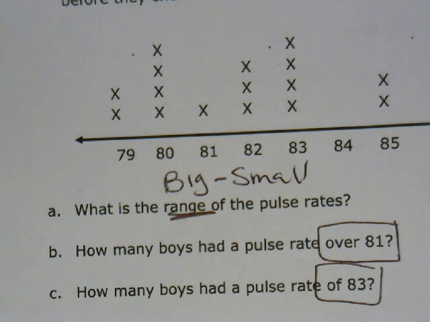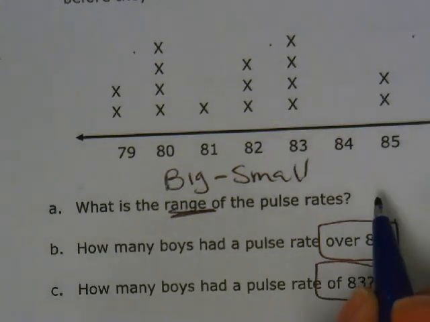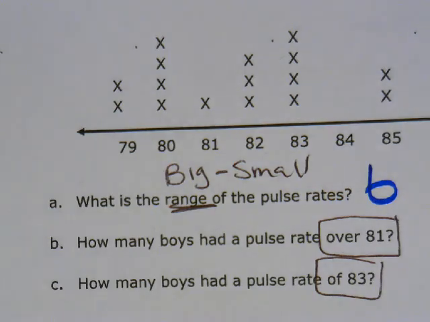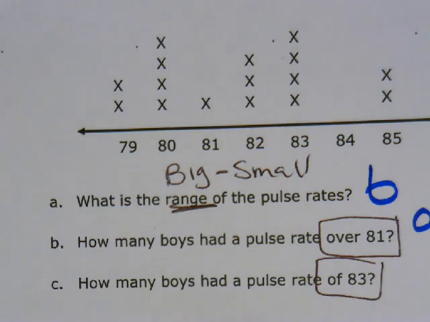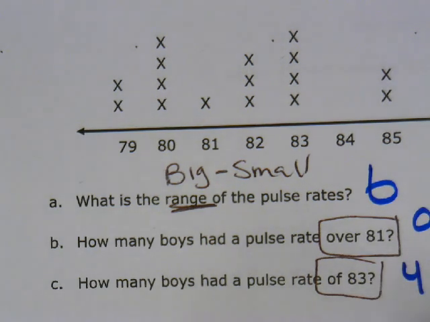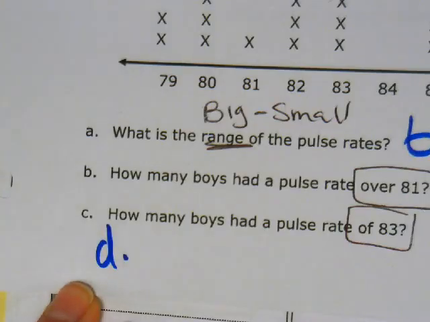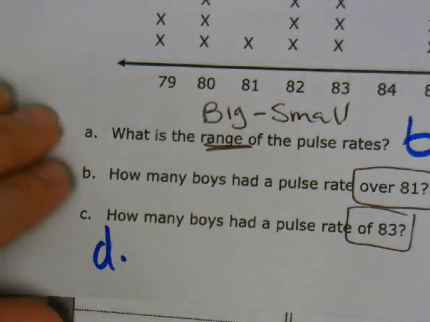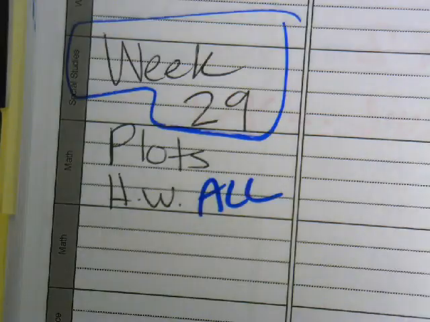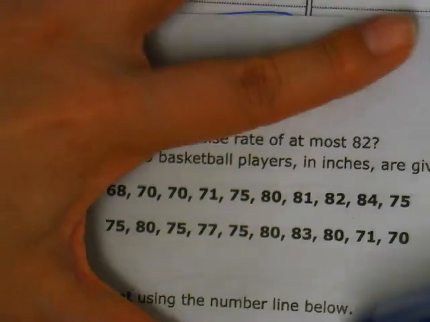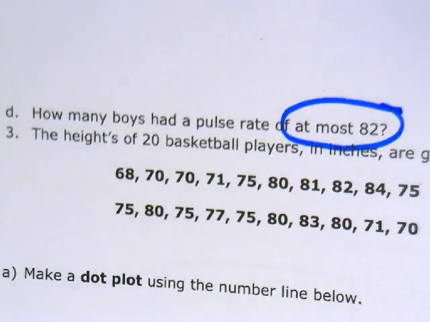Okay, Tadeo, what is your answer for letter A? 6. Good. Alex, B, what's your answer? 9 boys. C, Mal? 4 boys. Okay, there is one more question, letter D, but it's on the back of the page. So let's look at letter D before we move on. Letter D: how many boys had a pulse rate of at most 82?